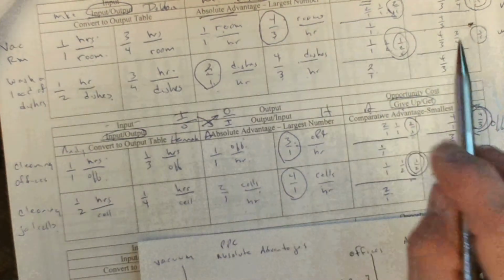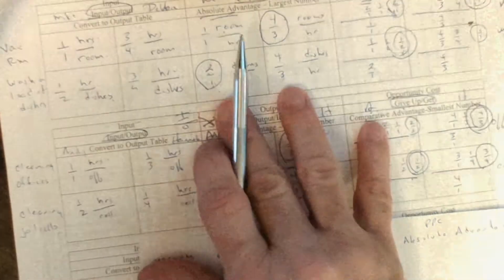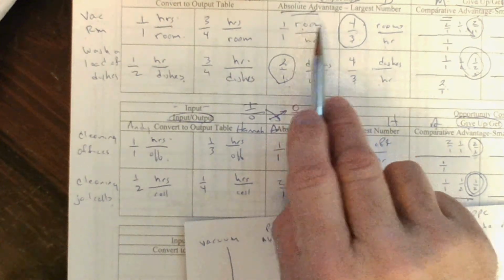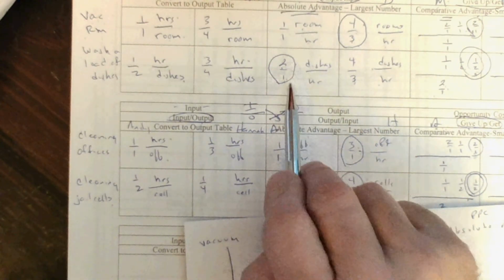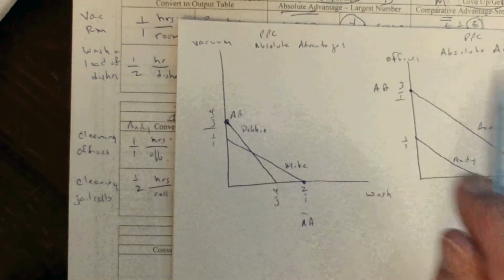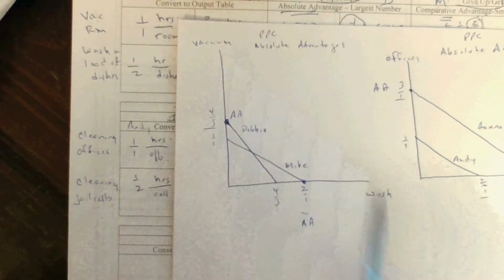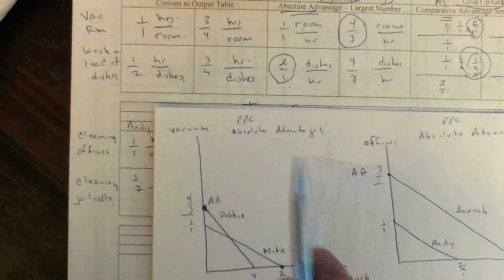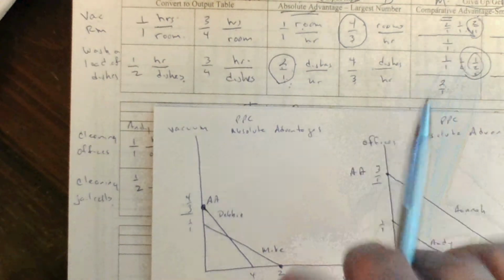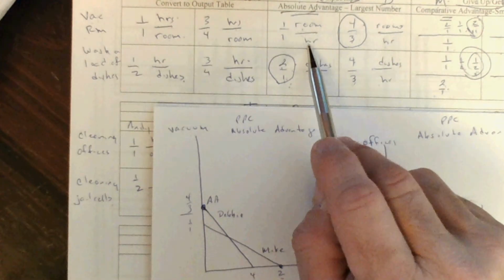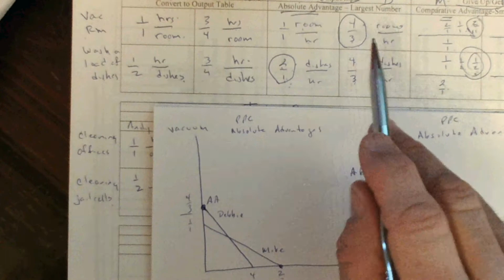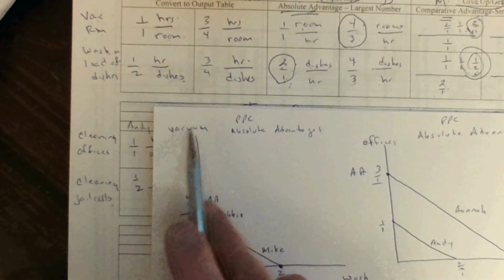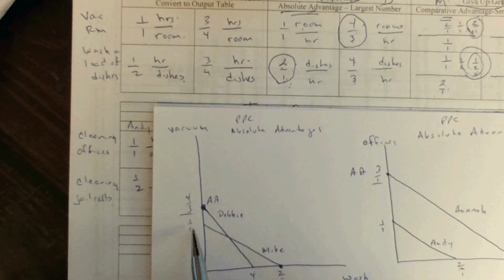If we look at our first problem, which was Mike and Debbie vacuuming rooms and washing dishes, Mike could do one room in an hour, or he could do 2 loads of dishes in an hour. To make a production possibilities curve, we put the 2 products on each axis, vacuuming and washing. I'm going to take Mike's output ratio of rooms per hour, 1/1. Vacuuming rooms, 1 room, 1 hour.